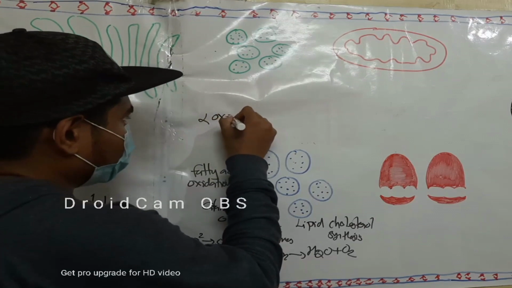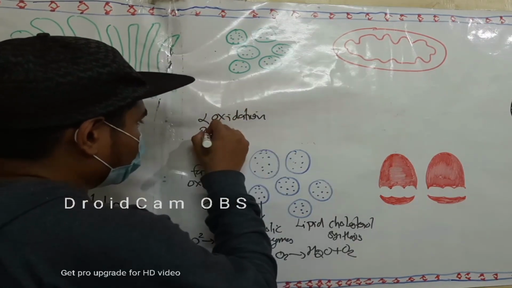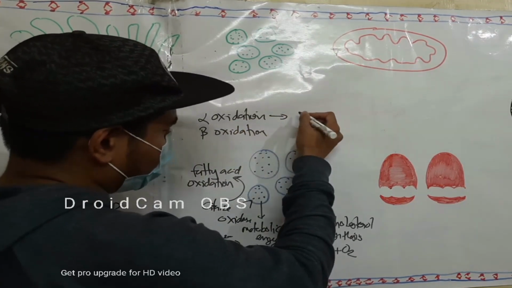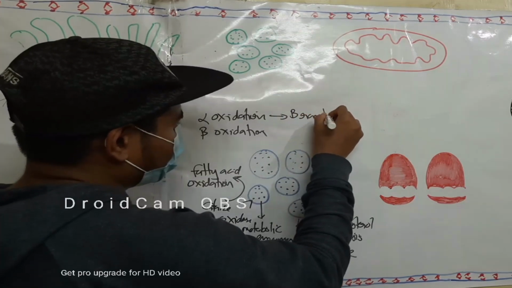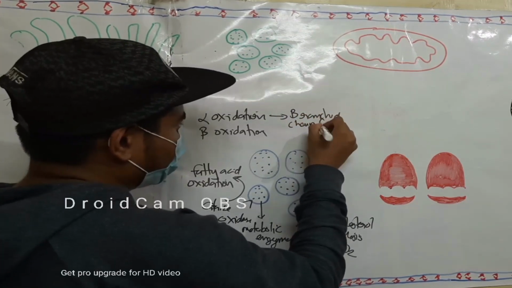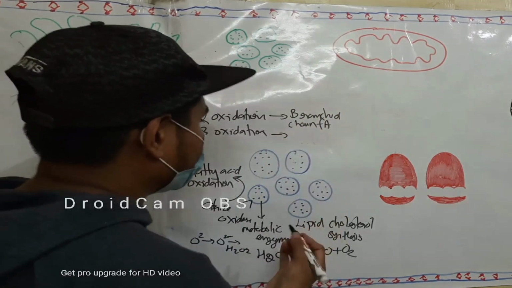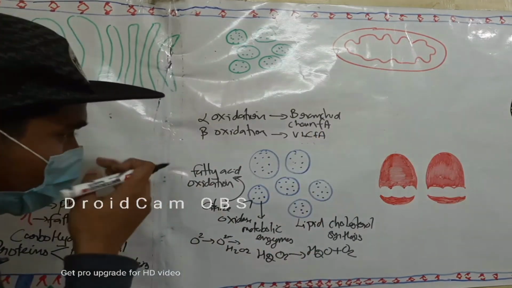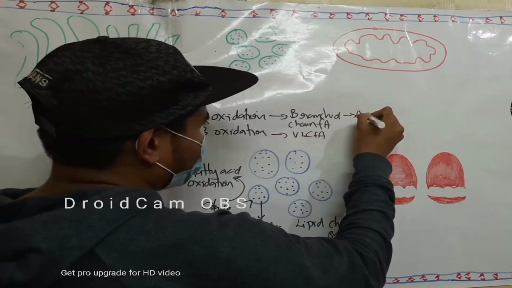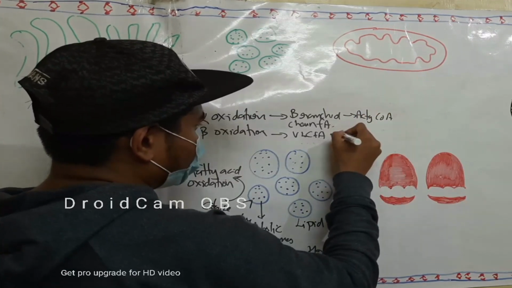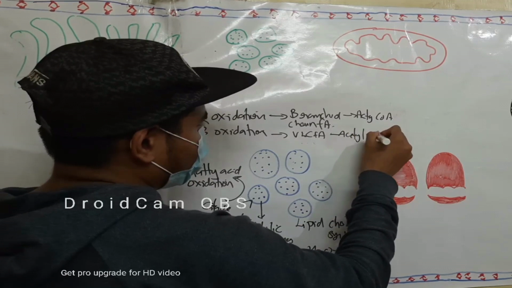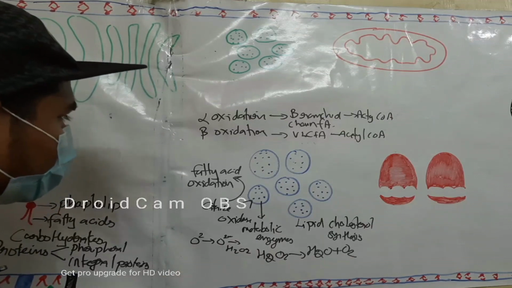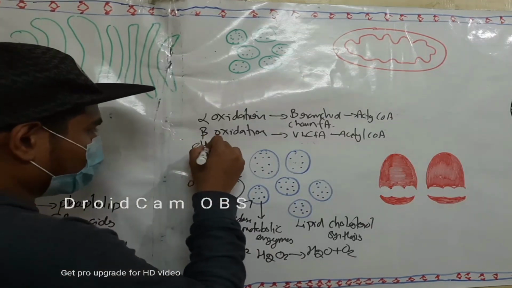Alpha oxidation and beta oxidation. Alpha oxidation occurs in branched chain fatty acids, and beta oxidation occurs in very long chain fatty acids. They break the fatty acids to acetyl CoA. And these structures are also involved in ethanol metabolism.